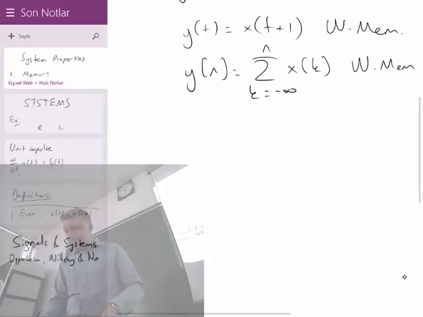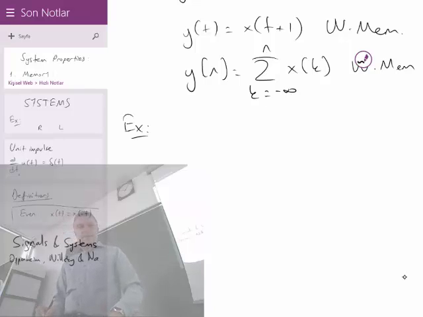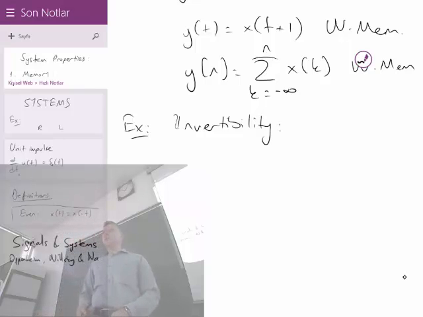Now another property that requires some intuition again is invertibility. Is the system invertible or not? Usually the question goes on like this: is it invertible or not? And if it is invertible, what is the inverse? Okay.